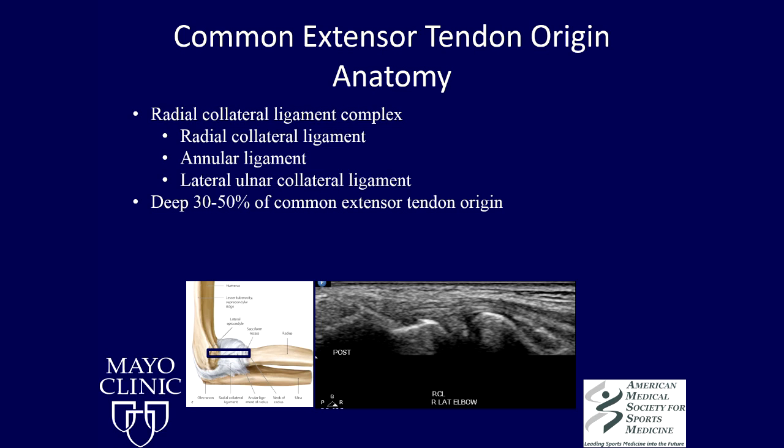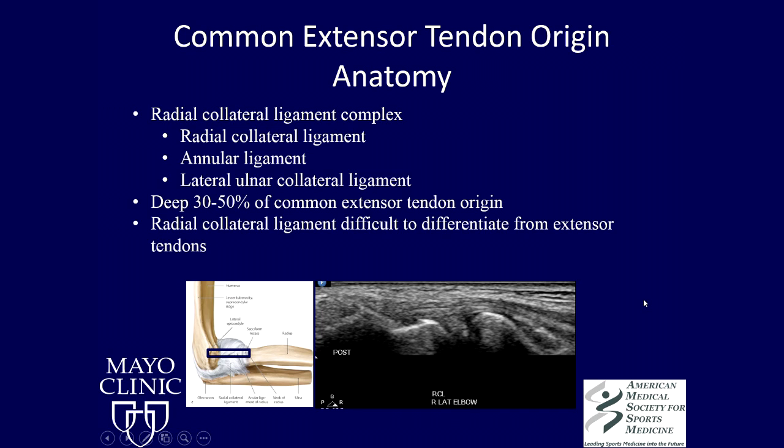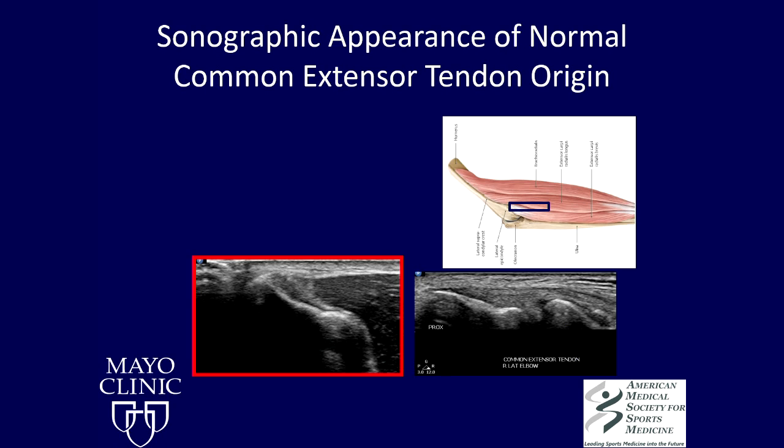The fibers of the radiocollateral ligament, which you can see right here, form the deep 30 to 50% of the common extensor tendon origin region. So if this is the lateral epicondyle right here, and the tendon is from here to about 50 or 70% deep, the remaining 30 to 50% in the deepest portion of these fibers are going to be radiocollateral ligament. They extend over the top of this radiocapitellar joint and fuse in with the annular ligament. It is very difficult to differentiate the radiocollateral ligament from the overlying extensor tendons.